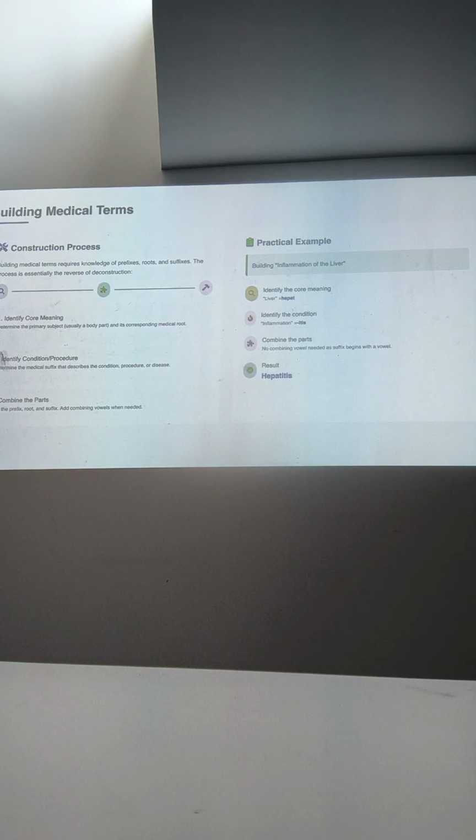So, inflammation of the liver. You identify the core meaning: liver, that's the body part. So that's hepat. Then you identify the condition, the suffix: inflammation, that's the condition. Itis, inflammation. There's no combining vowel because itis already has a vowel, so it's hepatitis, inflammation of the liver.